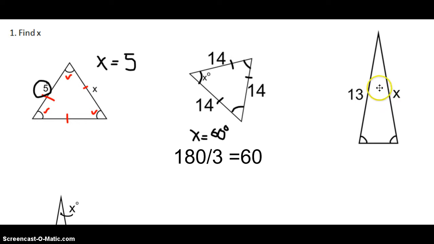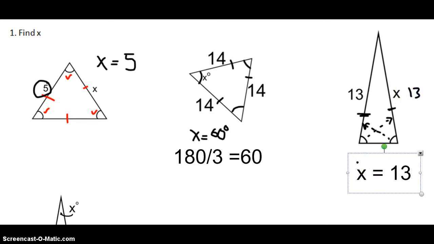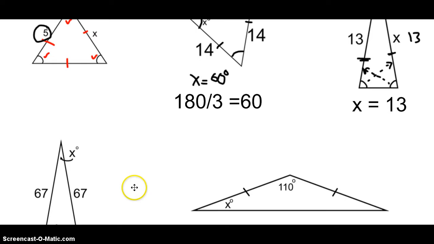Our third example is an isosceles triangle. Here, we just need to be careful that we label the sides that are congruent. Across from this angle is a congruent side. Okay, so we'll mark that one congruent. Across from this angle, we've got a congruent side. If this is 13, this is 13. And so x equals 13. That's example 3. All right, let's continue down below.